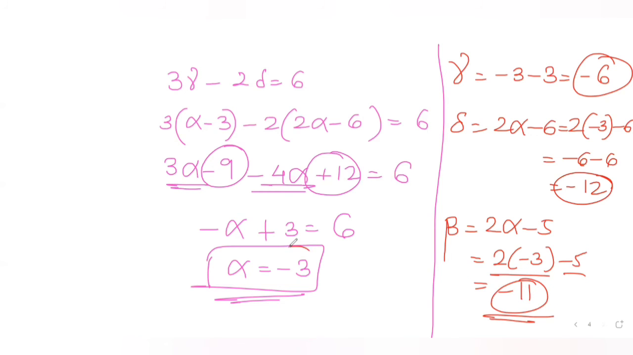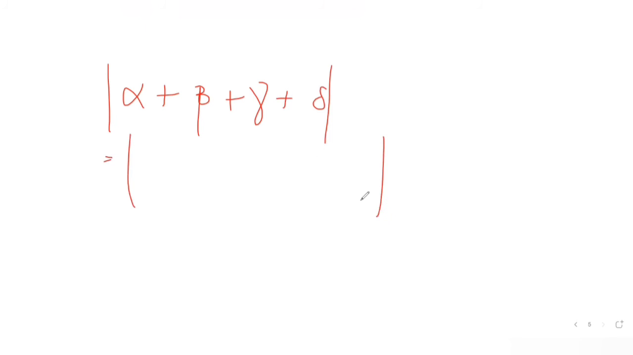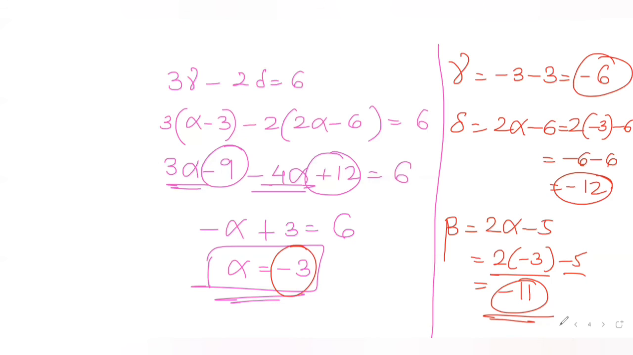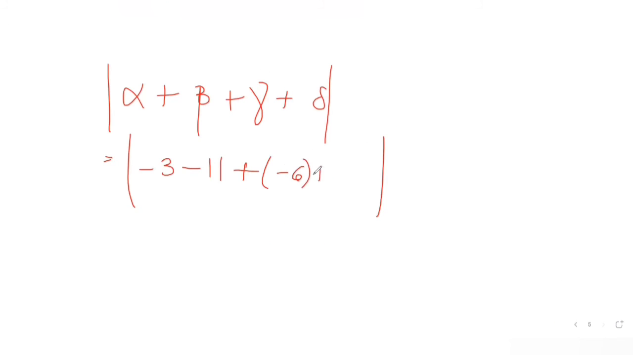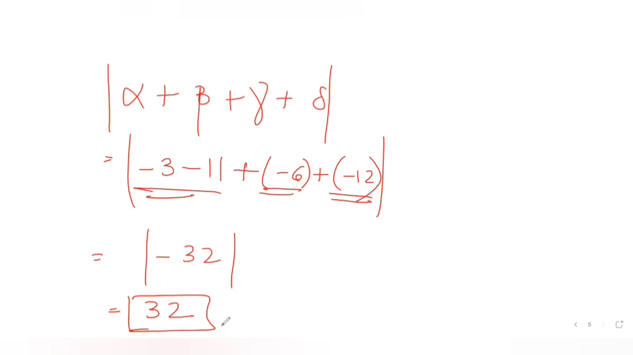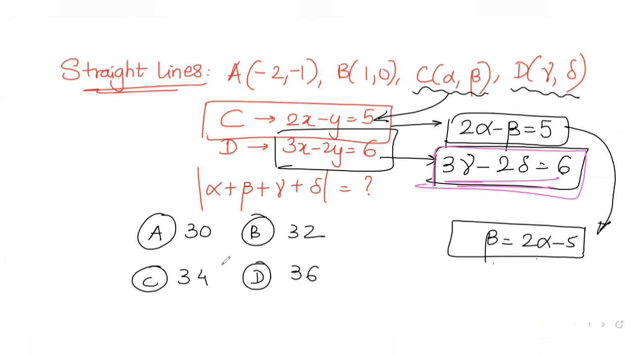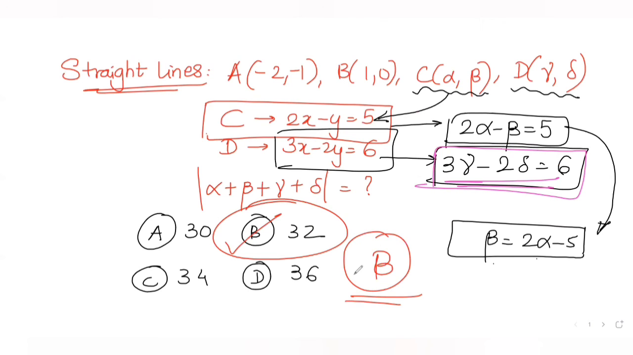So we have all four values now, and let's find the absolute value of the sum of all of them. Alpha is minus 3, beta is minus 11, gamma is minus 6, delta is minus 12. So we get minus 14, minus 20, minus 32. The absolute value of minus 32 is basically 32. And the answer choice that is correct is option B. So B becomes the correct answer for this question.